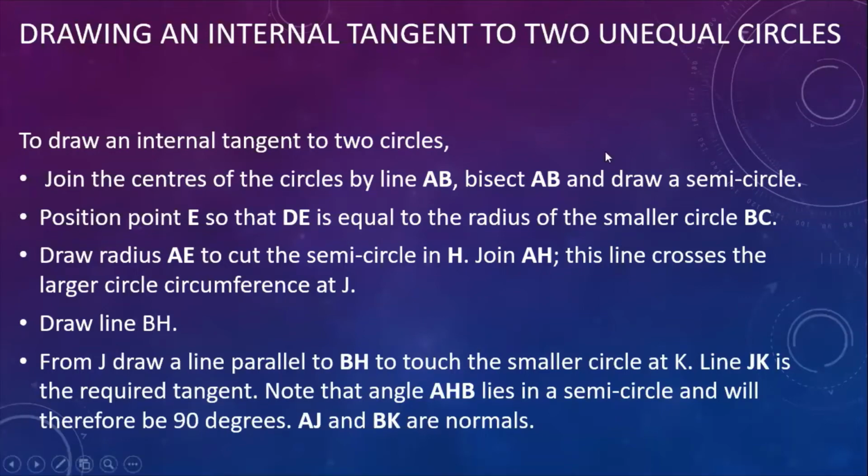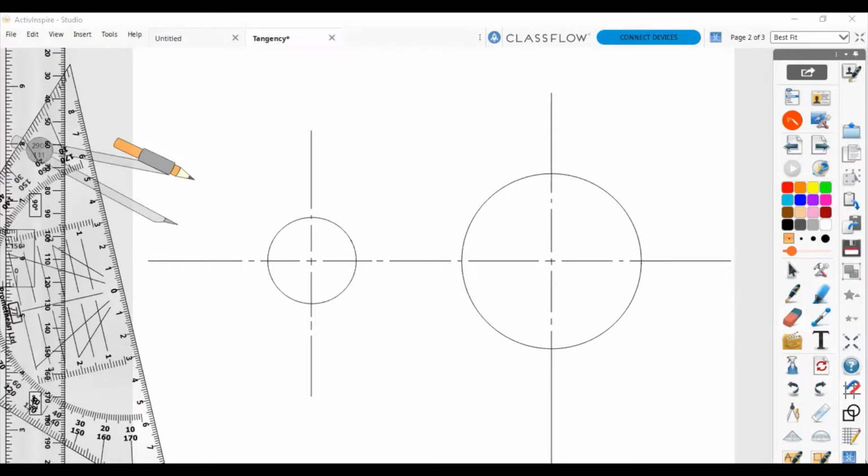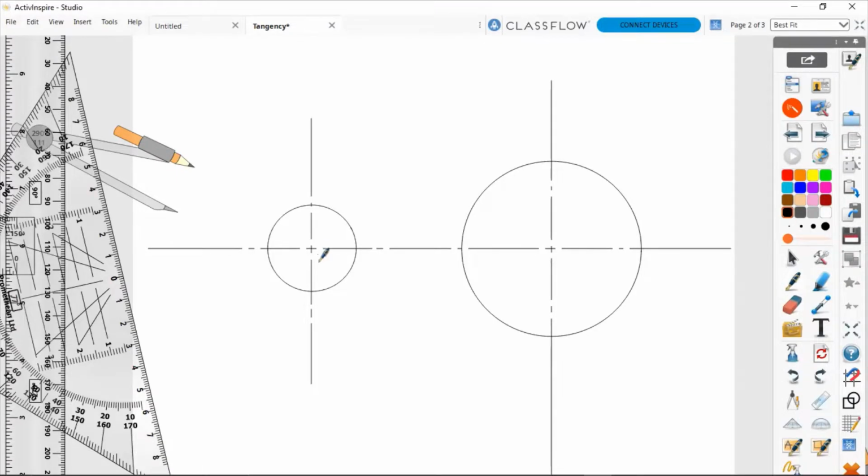So we are going to draw an internal tangent now to two unequal circles. Internal tangent to two unequal circles. So here are our unequal circles, and the large one with the center A. A intersects the horizontal line at point B, and then B intersects the horizontal line at point C.